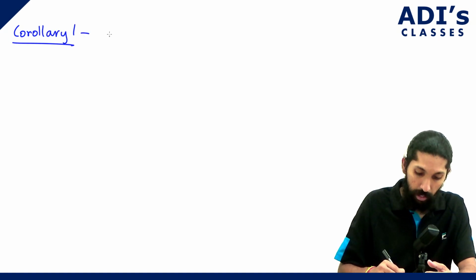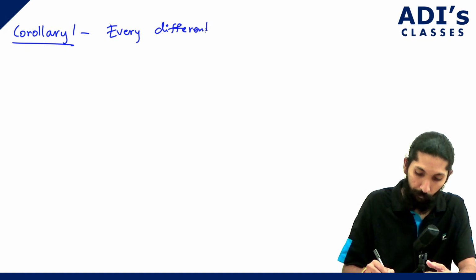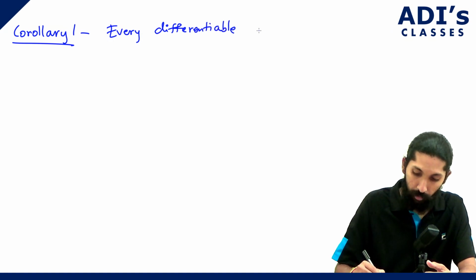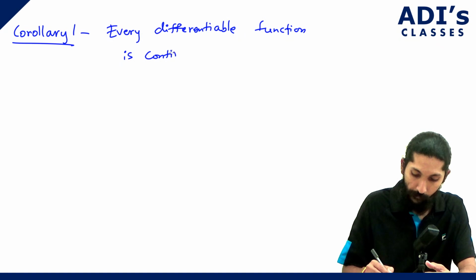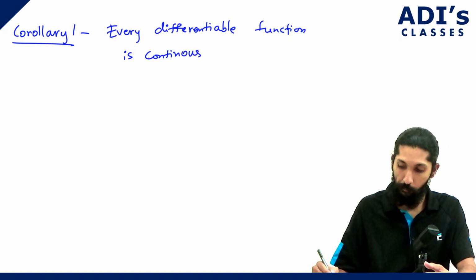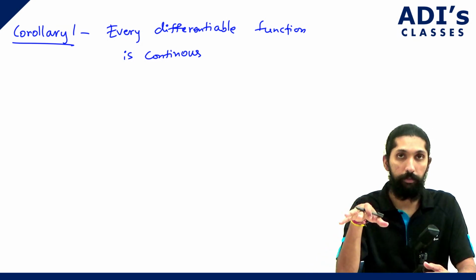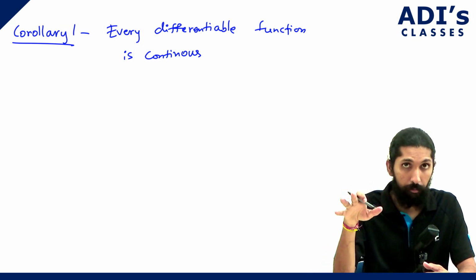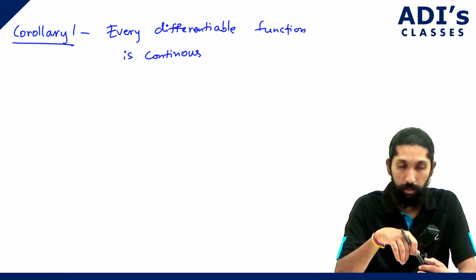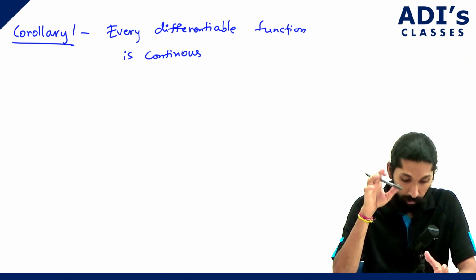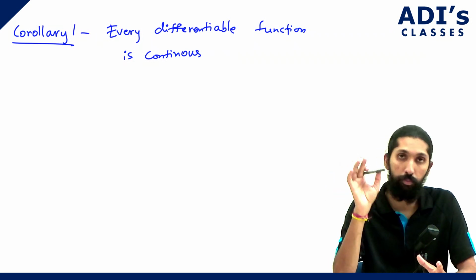So what we have is every function, or you can say every differentiable function, is continuous. So this is basically the corollary, but the converse need not be true. Okay, the converse need not be true. That's why only this part of the corollary is true.